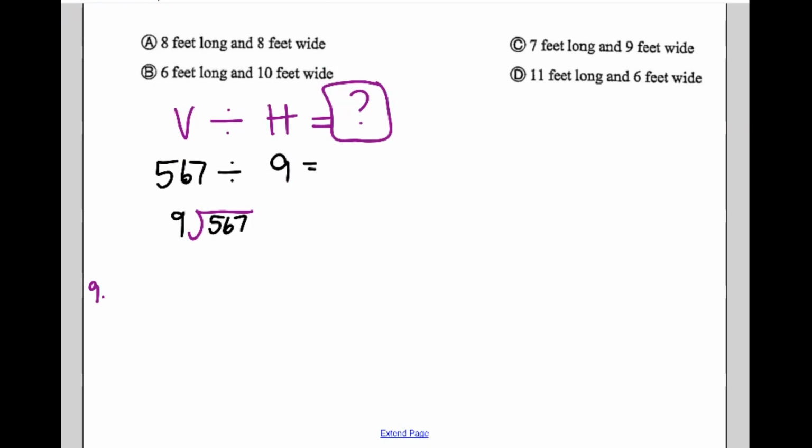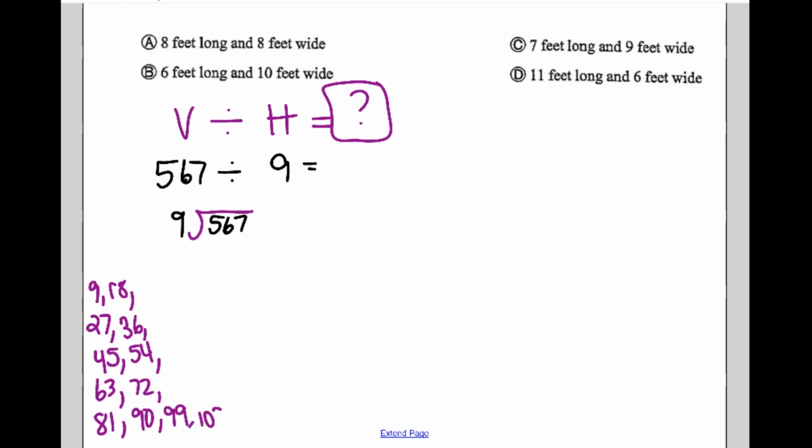All right, so I know 9, 18, 27. 9 times 4 is 36. 9 times 5 is 45. 9 times 6 is 54. 9 times 7 is 63. 9 times 8 is 72. 9 times 9 is 81. 9 times 10 is 90. Then it would be 99. And then that would be 108.